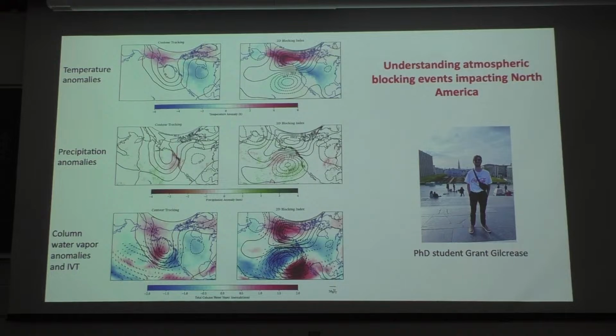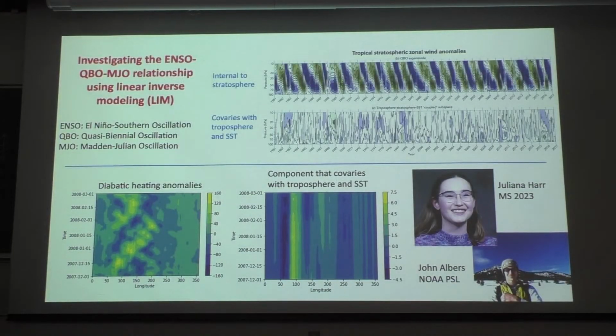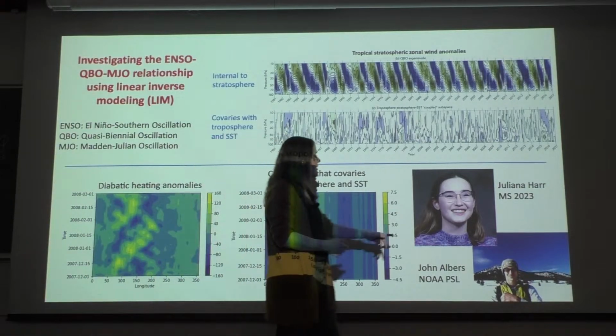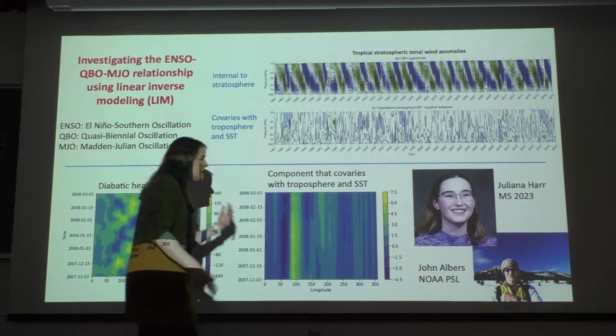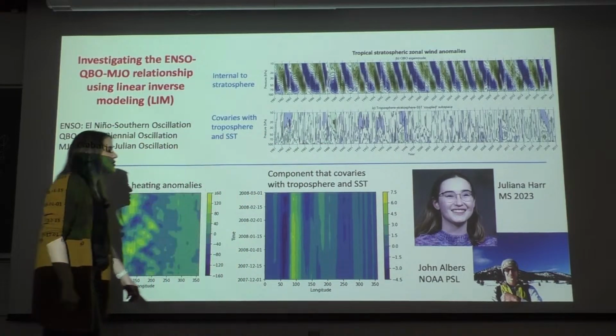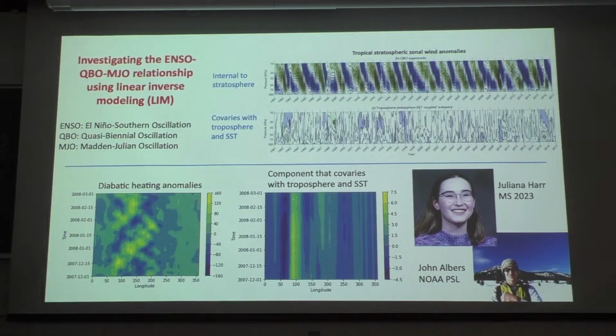So this is just an example of some of the work that Grant is doing. To highlight a different project, this is a project that my student Juliana Hara was working on until she finished her master's, but we're continuing that project as a collaboration with John Albers, who is a research scientist at NOAA-PSL. This is looking at lots of oscillations here, lots of acronyms.